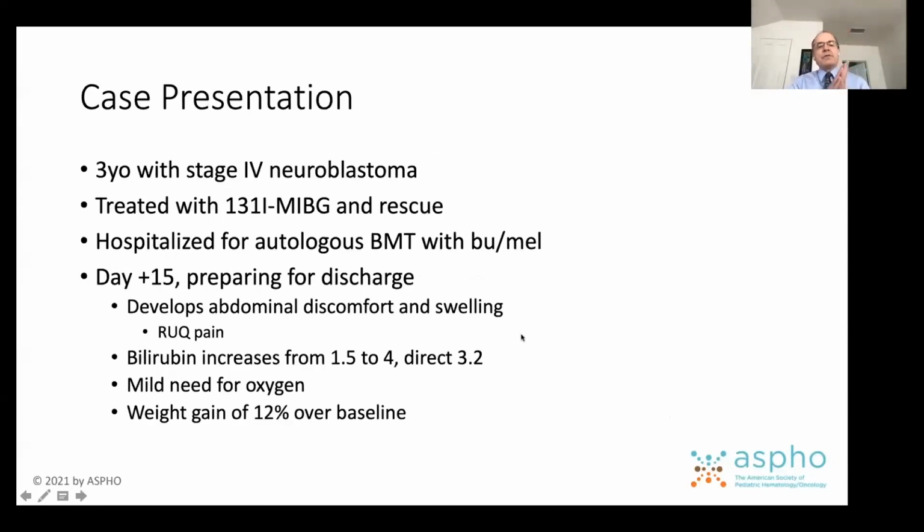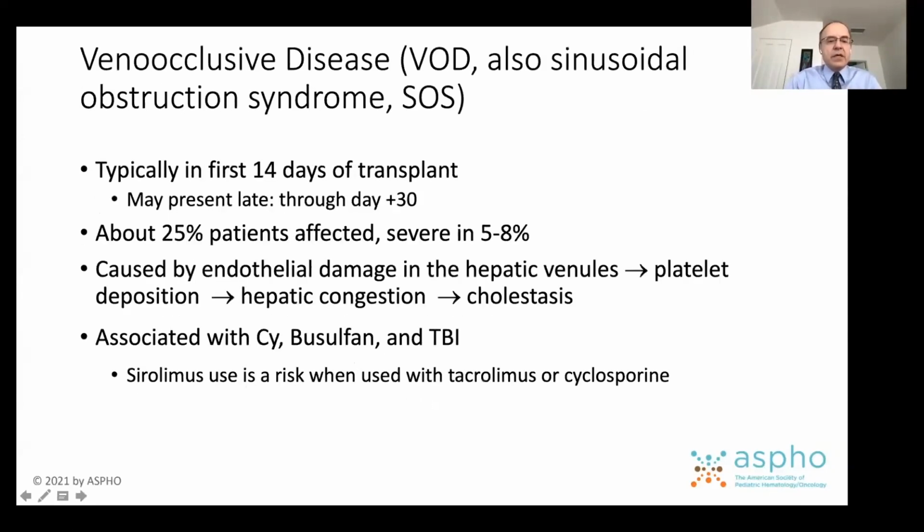Another case, you have a 3-year-old with stage 4 neuroblastoma treated with MIBG, now hospitalized for Bu/Mel transplant. Day 15, getting ready for discharge, all of a sudden you've got abdominal discomfort and swelling, right upper quadrant pain. Your bilirubin increases from 1.5 to 4. Your direct bilirubin is 3.2. There's a little bit of hypoxia and 12% weight gain over baseline. What is this? It is veno-occlusive disease.